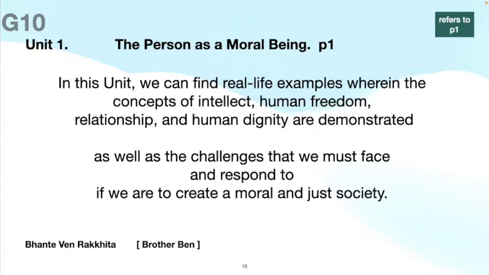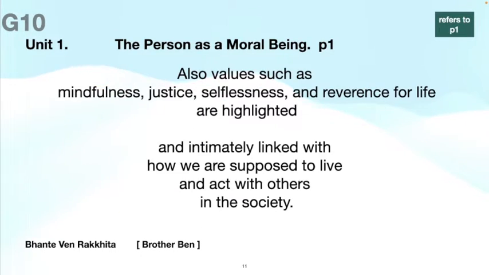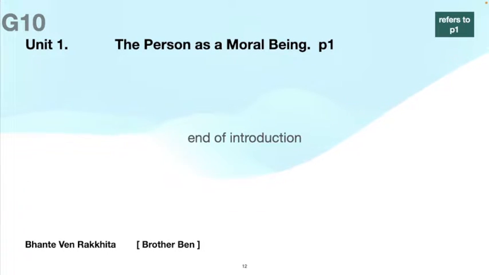In this unit, we can find real life examples wherein the concepts of intellect, human freedom, relationship and human dignity are demonstrated, as well as the challenges that we must face and respond to if we are to create a moral and just society. Also, values such as mindfulness, justice, selflessness, and reverence for life are highlighted and intimately linked with how we are supposed to live and act with others in the society. So that's the end of the introduction, which is way back at page one. But we need to recap that to remember what's the umbrella topic, what's the overarching theme.